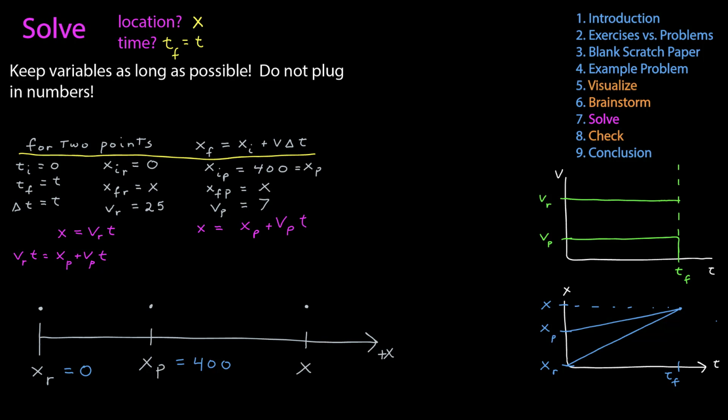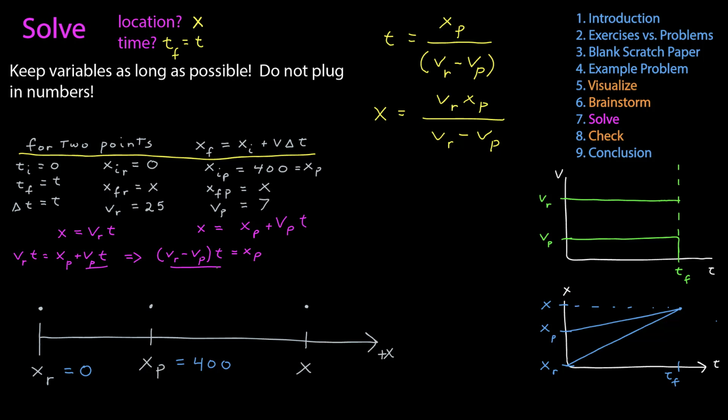Now I'm going to bring the velocity of the professor times time to the other side of the equation, which is a minus, and then I factor out the t from both of those terms, so I get a difference in the velocities times time is equal to the initial position of the professor. Now I can solve for time, which is one of the things I'm looking for, which is the position of the professor initially divided by the difference in the velocities.